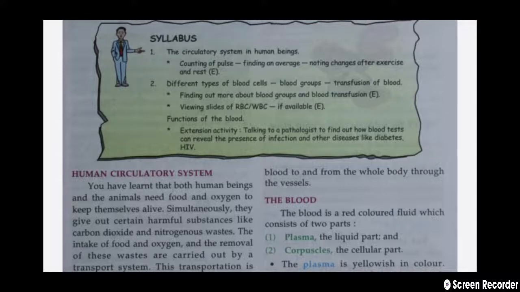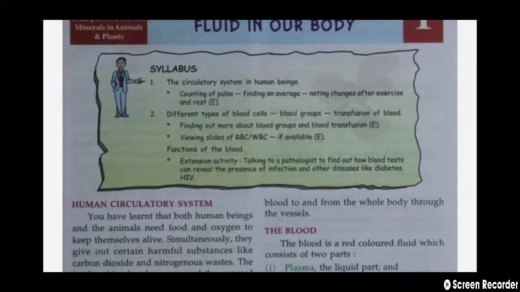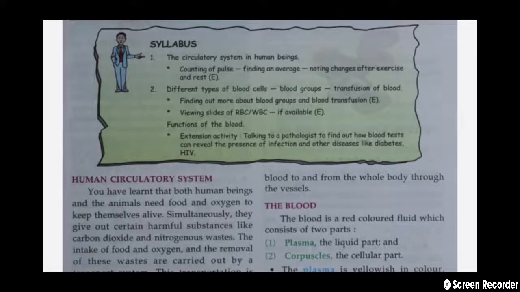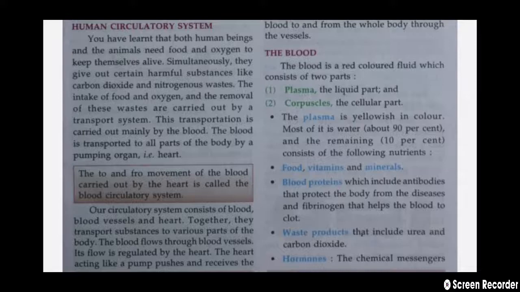You can know about blood groups and blood transfusion, about RBC and WBC, and also the functions of the blood. So these are the things you will learn in this chapter. First of all, the human circulatory system.